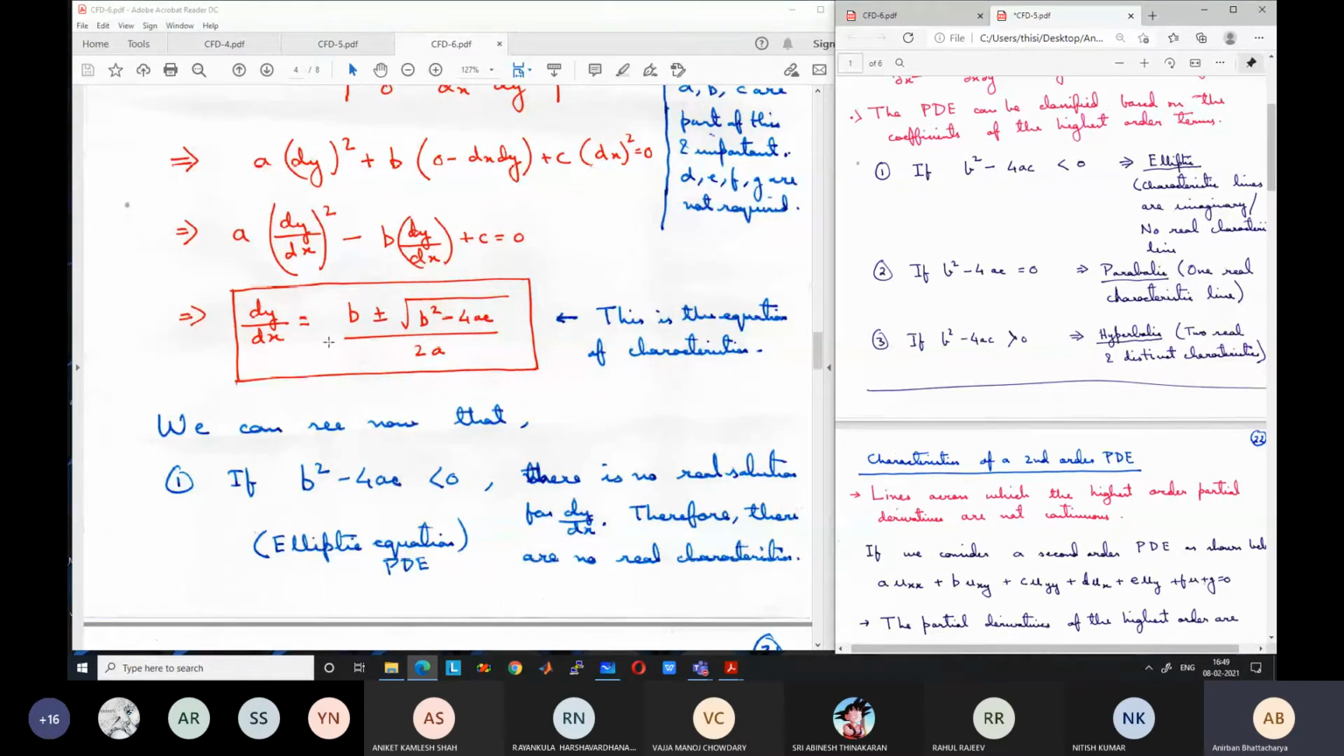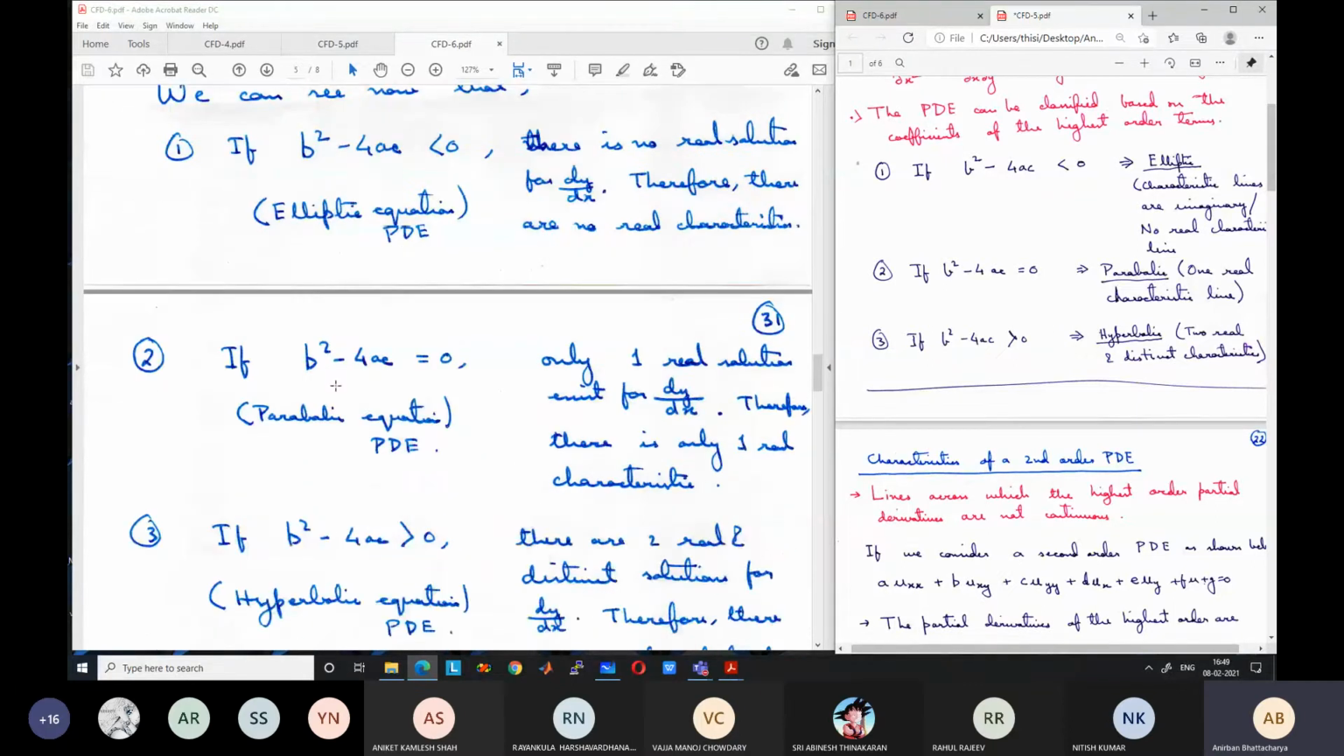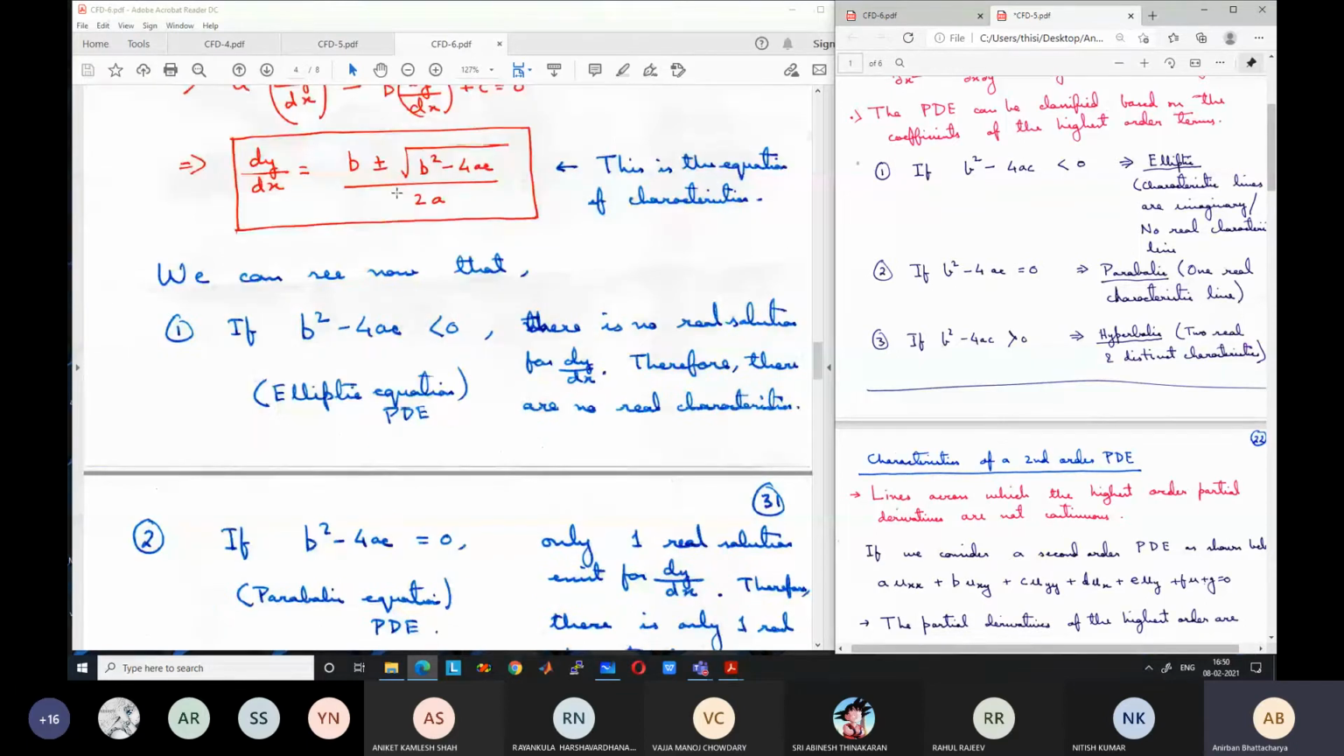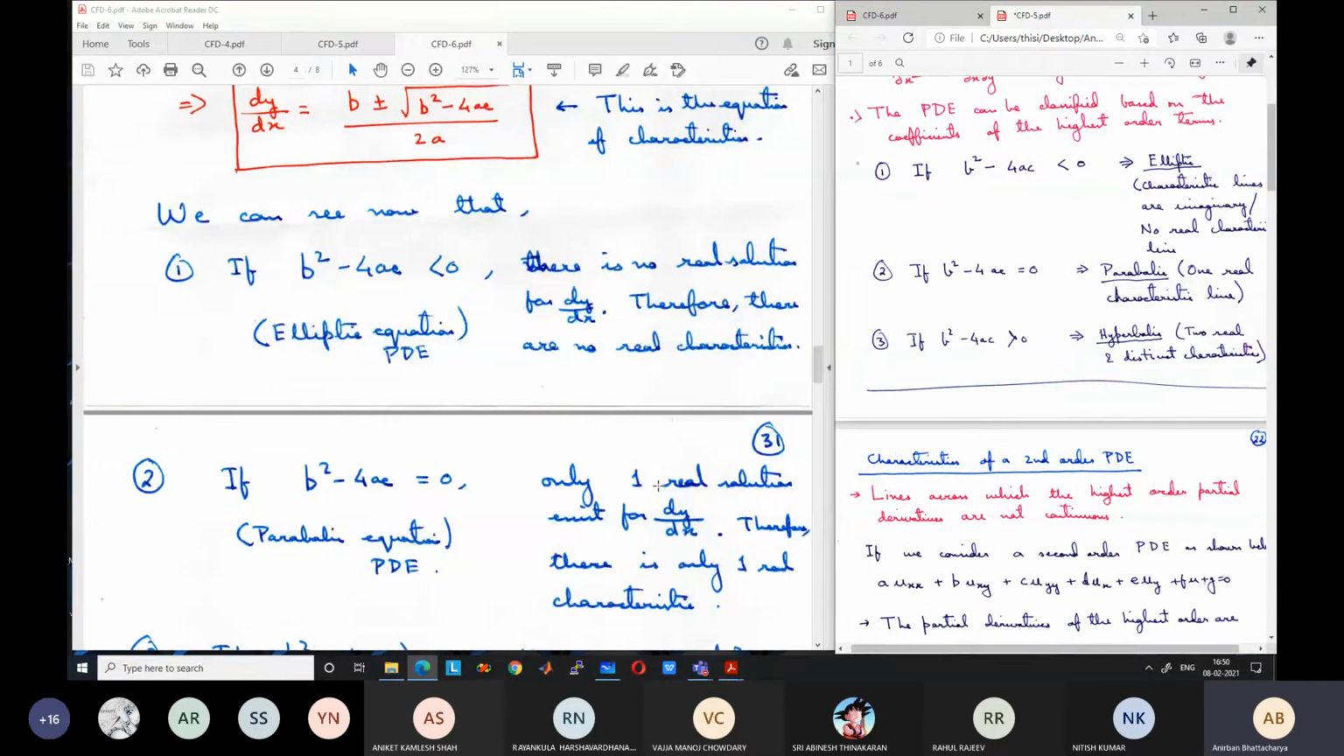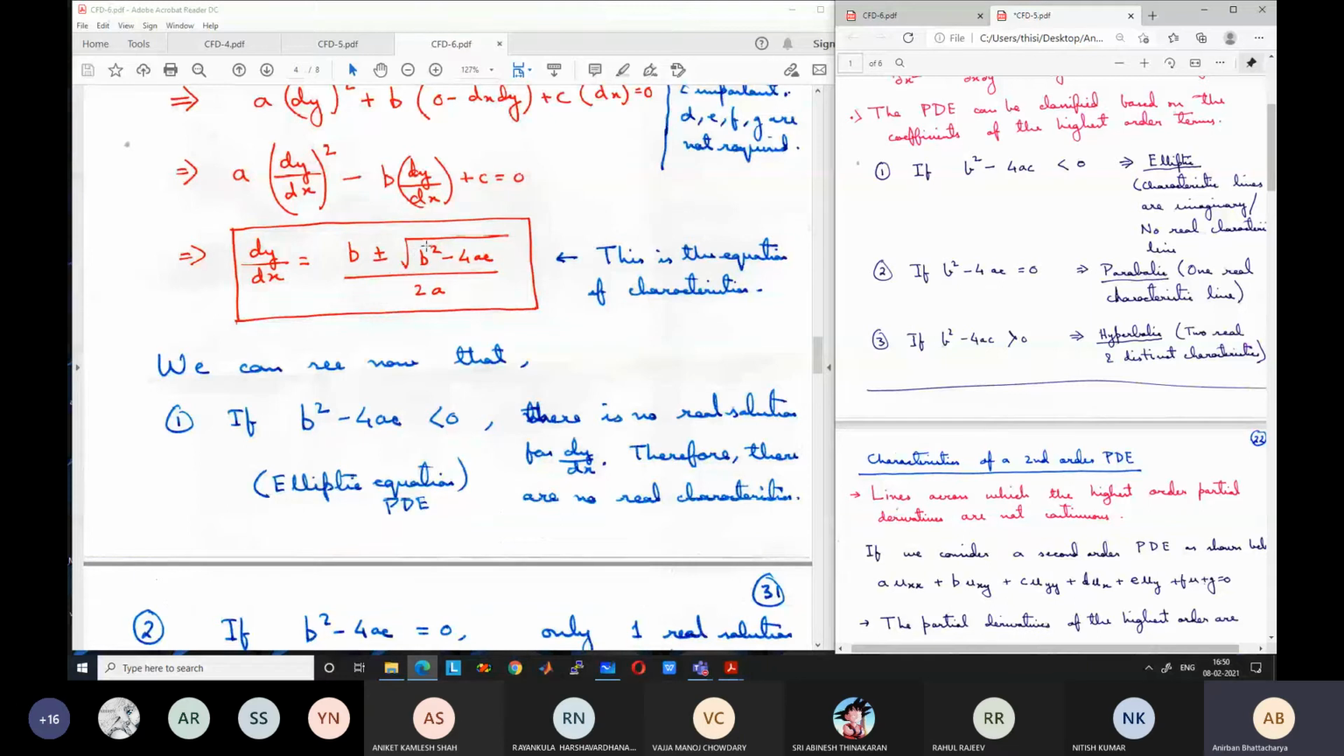So the second case is b square minus 4ac equal to 0. When this is equal to 0, the root term vanishes, so we are left with b by 2a. This is a single solution, so we have one equation for dy/dx: dy/dx is equal to b by 2a. Only one solution is there for dy/dx. Therefore, only one real characteristic is there, and that is what we wrote previously also, one real characteristic for a parabolic equation.